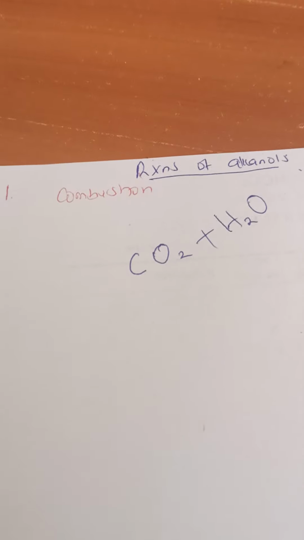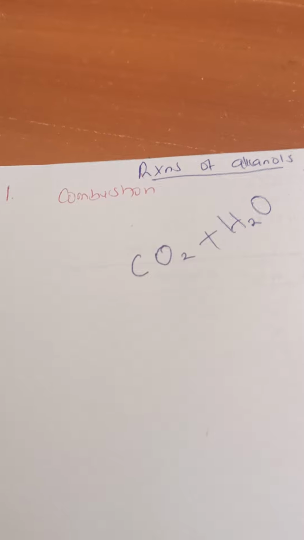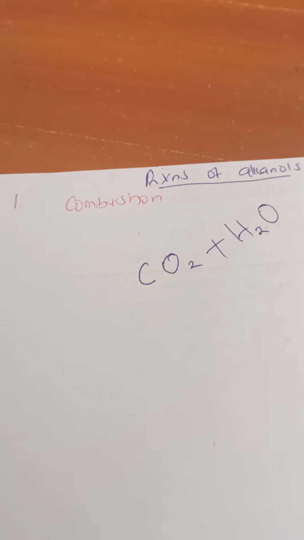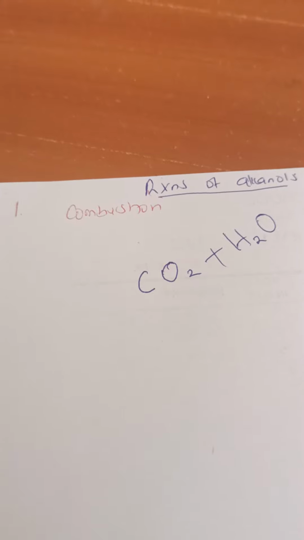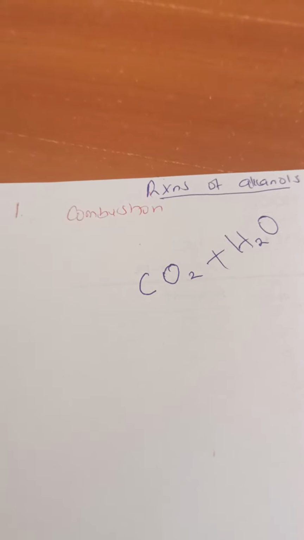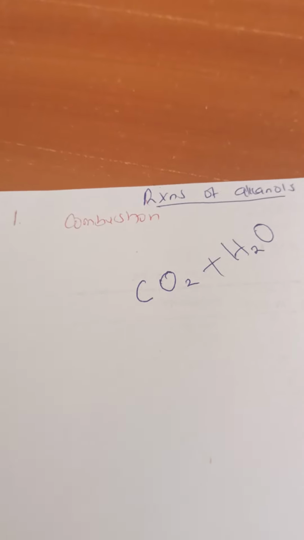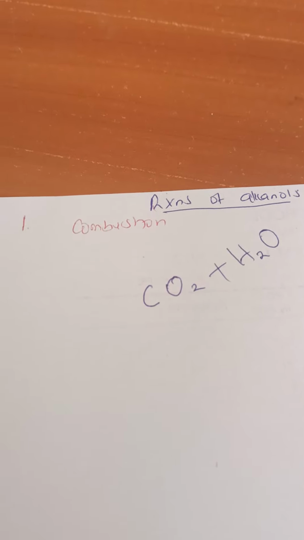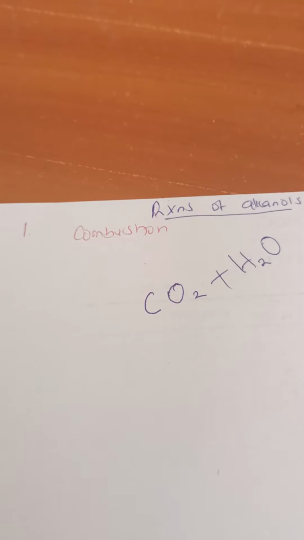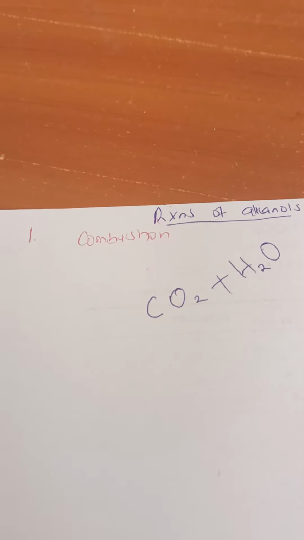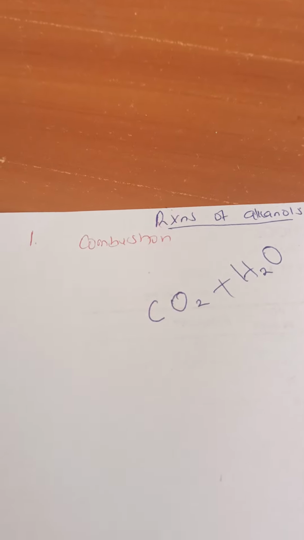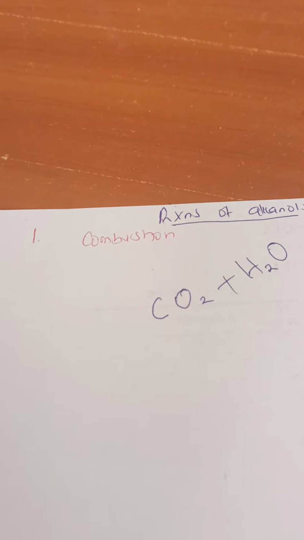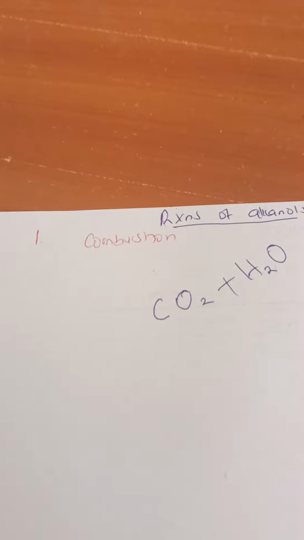And the test for the two products: carbon dioxide forms a white precipitate with calcium hydroxide or lime water when bubbled through. Water turns anhydrous copper(II) sulfate from white to blue, and cobalt chloride from pink to blue. Now, ethanol also has a pH below 7. It behaves as if it is a weak acid.